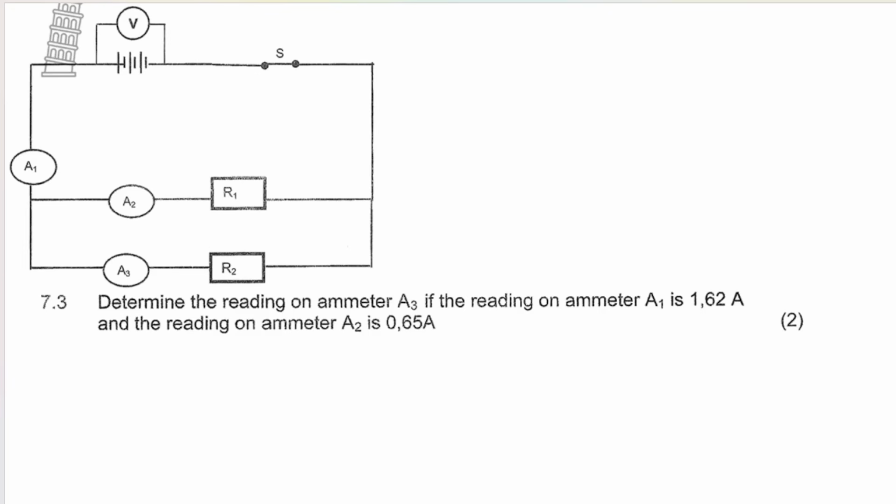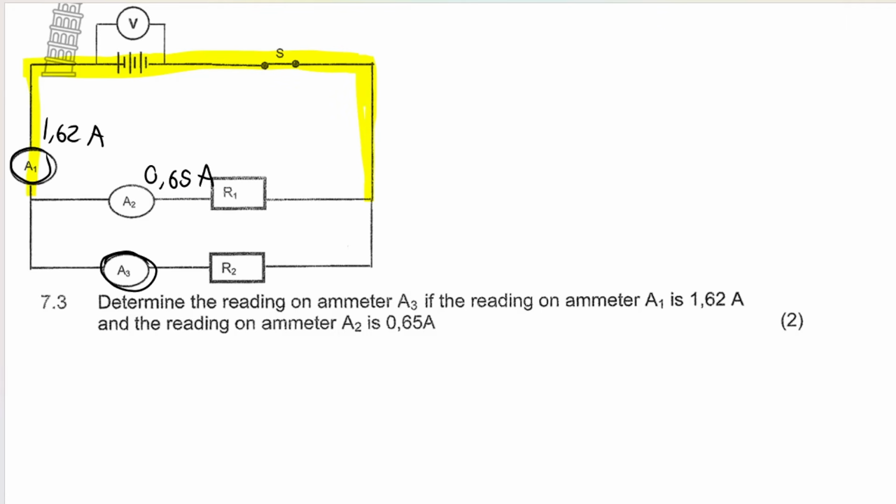7.3 says, determine the reading on ammeter A3, so here's A3. If the reading on A1, that's A1, is 1,62 amperes, and the reading on ammeter A2 is 0,65 amperes. So now just a little bit of a recap about circuits. Through the battery, and through this part of the wire, and through A1, that is where total current flows through. Total current flows through this part of the circuit.